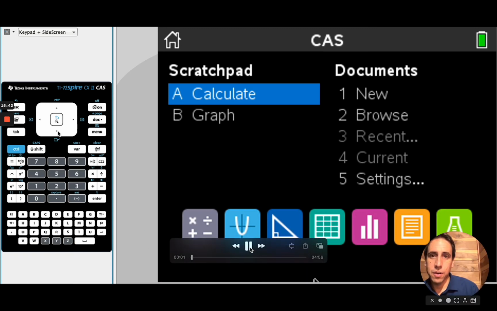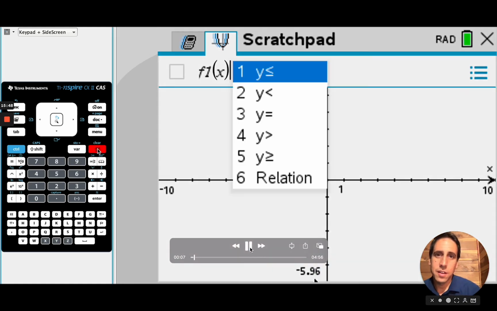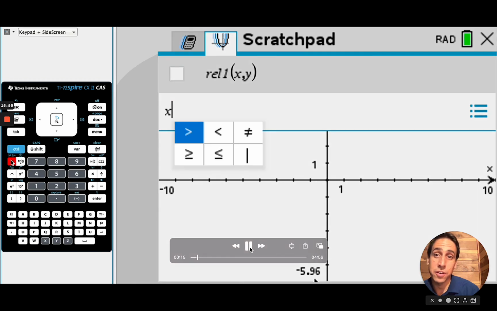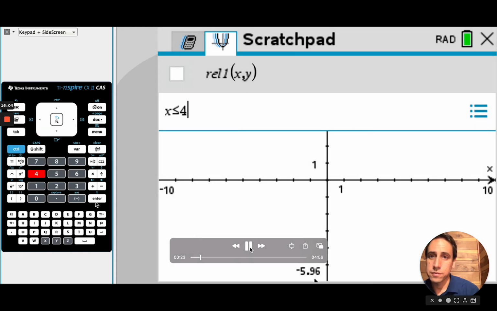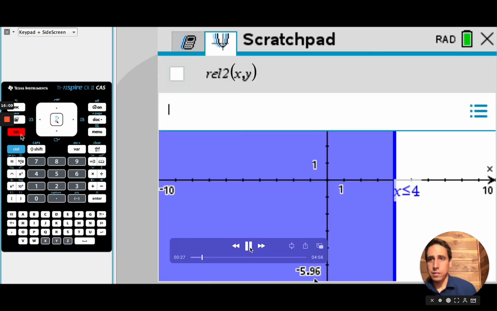So you can go to the graph, and you can type in, you delete the equal sign and type in a relation. Now we're actually going to be typing in those equations that you see in your packet. We're going to go X, and then Control equals brings up the menu. X is less than or equal to 4. Boom. Let's go tab again.